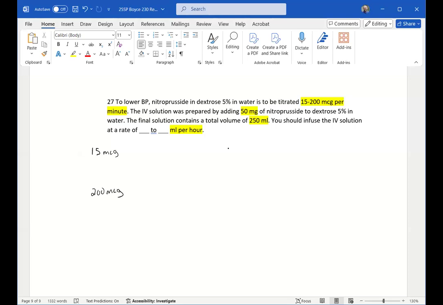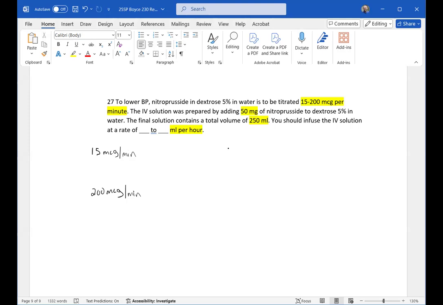So what we're going to do is find an answer for 15 micrograms per minute and an answer for 200 micrograms per minute in order to get to a final answer of the low end milliliters per hour to the high end milliliters per hour. Even without having an idea of what numbers you're going to use or how you're going to get there, thinking about where you're starting and how you're ending at least gives you some information to work with as you try to figure this out. And I know it's challenging.